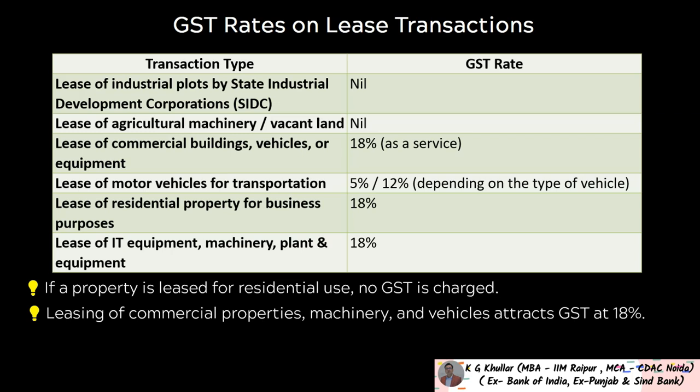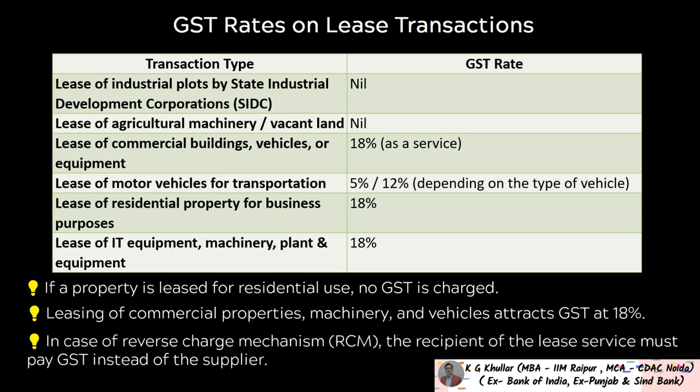Next, let's see GST rates on lease transaction. So please remember this important table for your examination. Now the first column includes the transaction type and the second column shows the GST rate. So in case of lease of industrial plots by State Industrial Development Corporation, that is SIDC, the GST rate is nil. For lease of agriculture machinery or vacant land, the GST rate is also nil. For lease of commercial buildings, vehicles and equipment, GST rate is 18%.